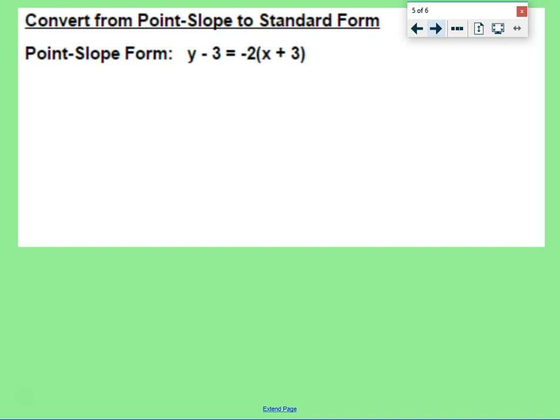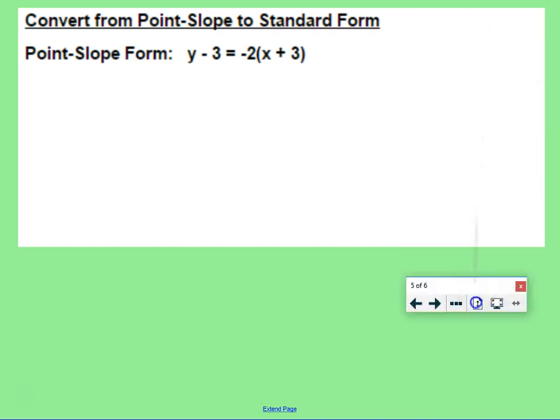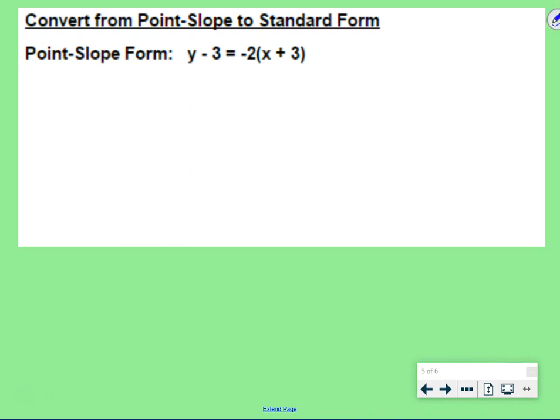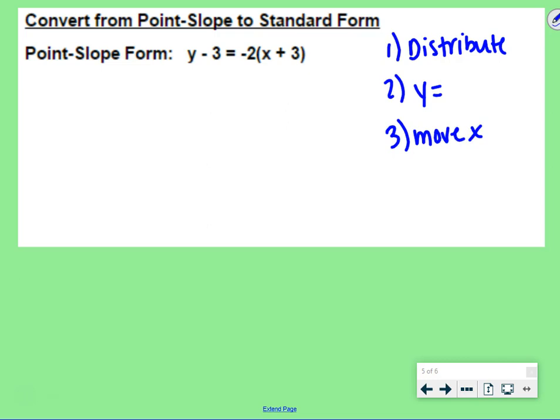Next piece, convert from point slope form to standard form. So we're going to be following those 3 steps. 1, distribute. 2, y equals. 3, move the x. Draw your railroad tracks. First, distribute.